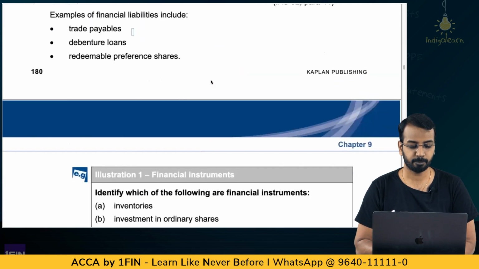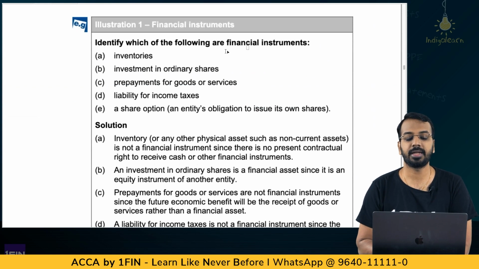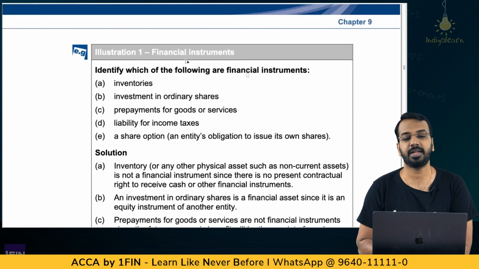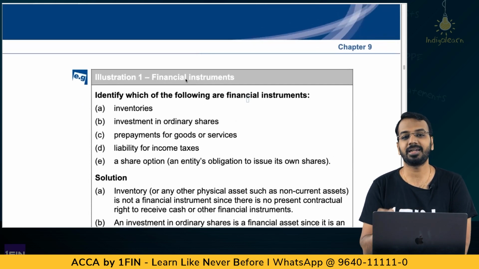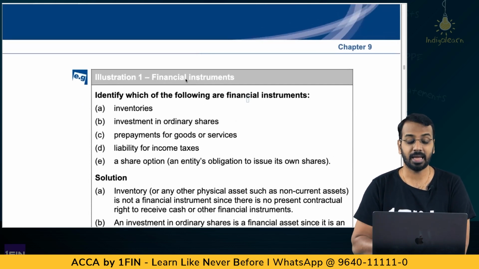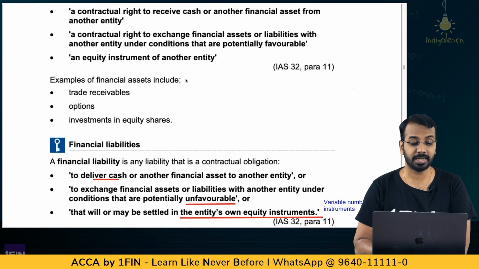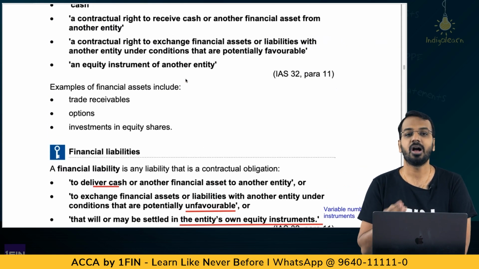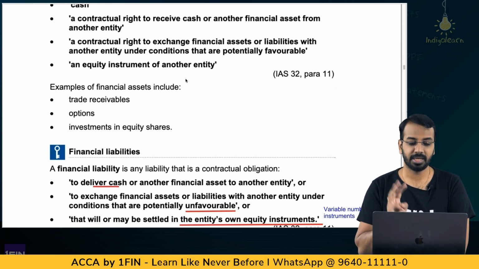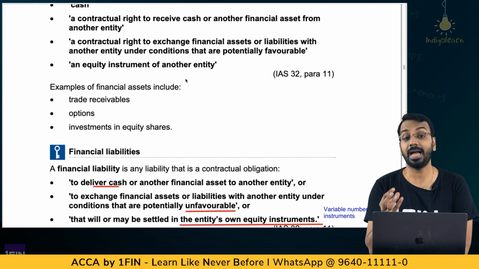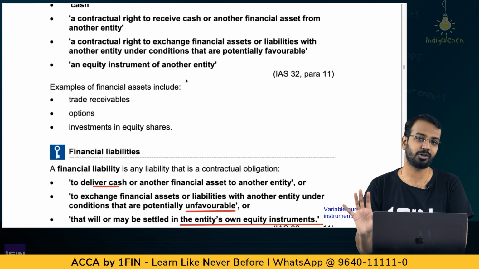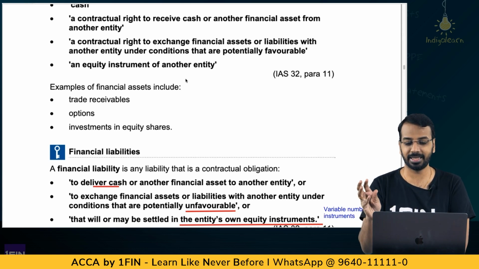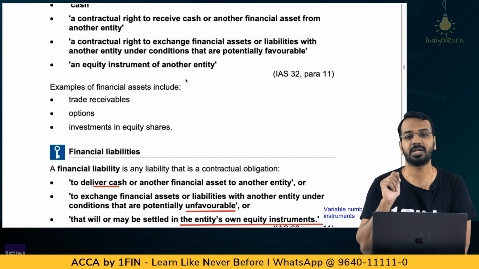Okay. Now, identify which of the following are financial instruments. Inventory, is it a financial instrument? I know, you can see the answer down below. Inventories are a non-financial item, first thing. And when we say financial instrument, it has to be either a financial asset, a financial liability, or equity. It has to be one of these three. Is it a financial asset? Do I have a contractual right to receive cash from inventory? I don't have any contractual right, because inventory is lying there, and until and unless I sell it, I will not get cash from that.